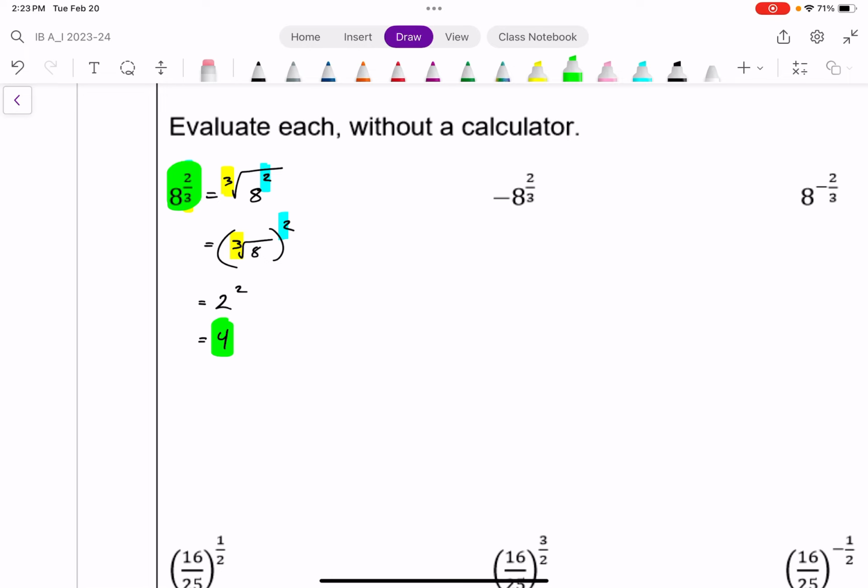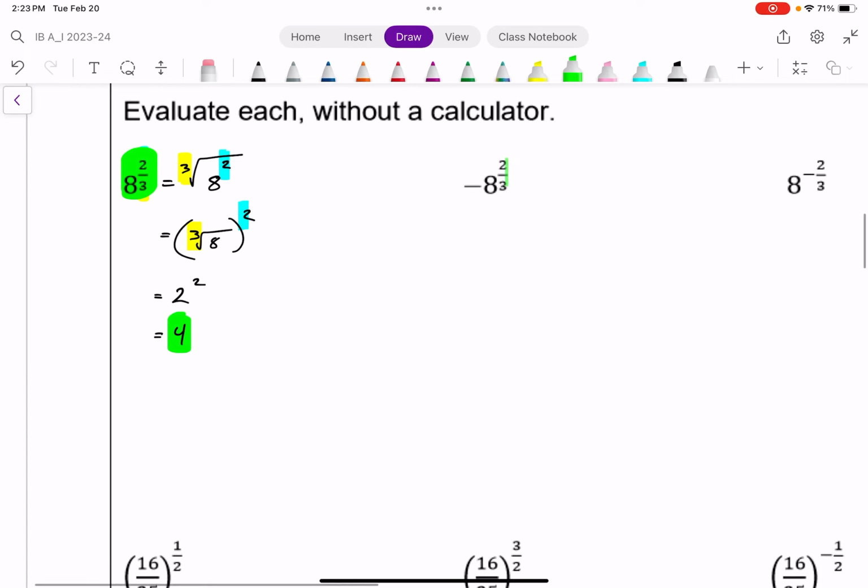And so negative 8 to the 2/3, if there's no brackets, means literally negative 4. The negative has nothing to do with the power. It's really a coefficient of negative 1 times 8 to the 2/3. And so I can just take my answer from before, which was 4, and multiply by negative 1. There we go. If there's brackets around this, that means something different, which will come up very soon.